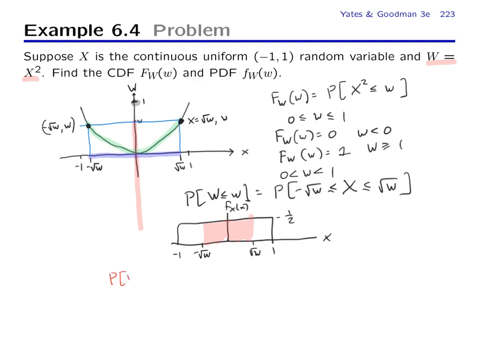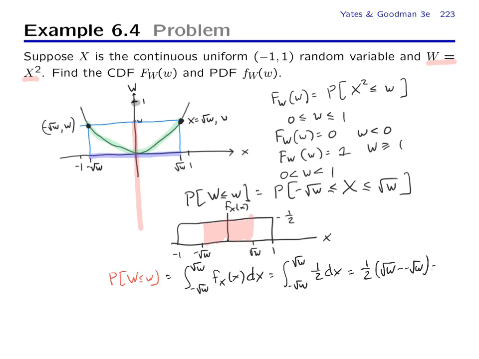So we have the probability W is less than or equal to little w, which is the integral of f_X(x) dx from minus root w to root w, of 1/2 dx. And this is in fact equal to 1/2 times root w minus minus root w. It's equal to square root of w.